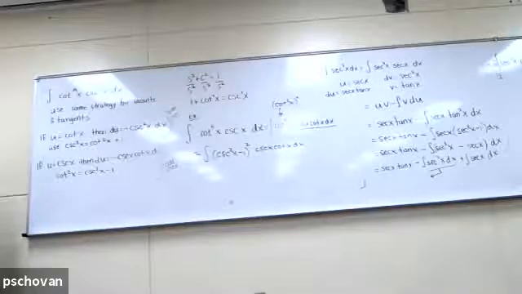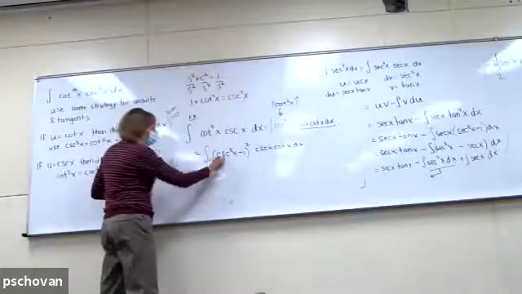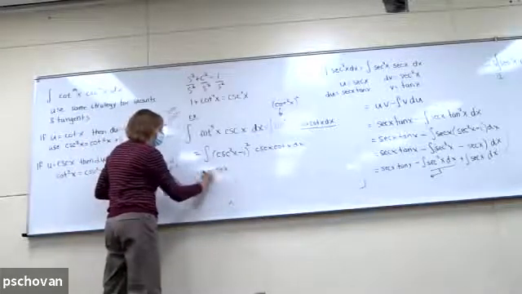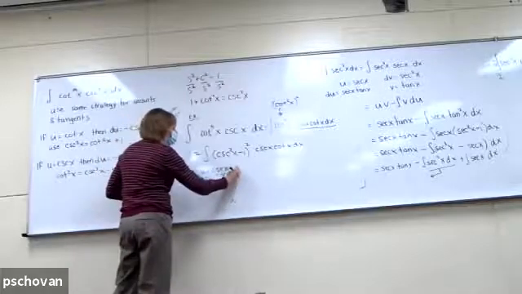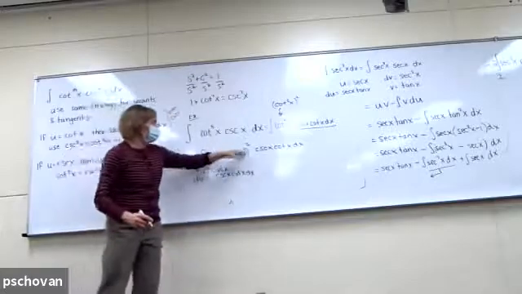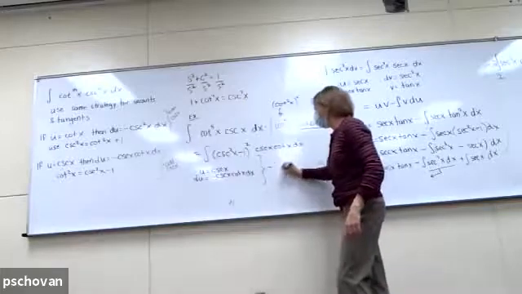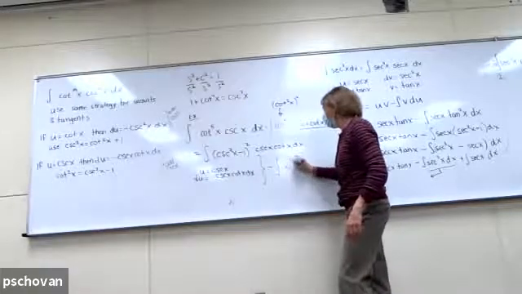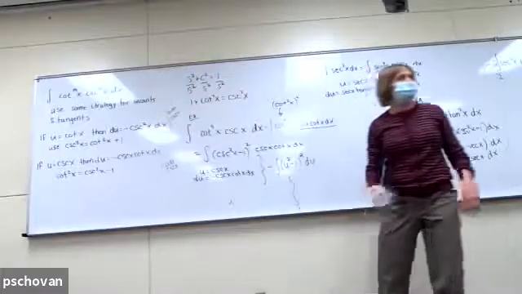Can you see that? u is this cosecant. du is minus cosecant of x, cotangent of x, dx. And we have minus (u squared minus 1) squared du. So blah, blah, blah. Okay?